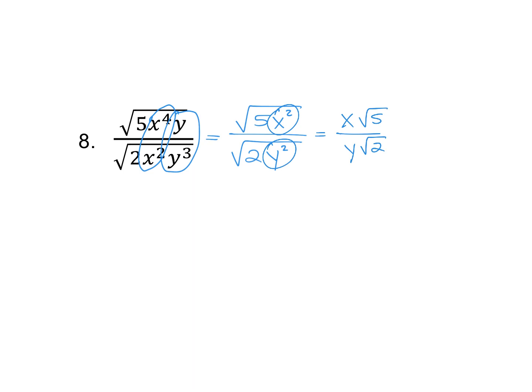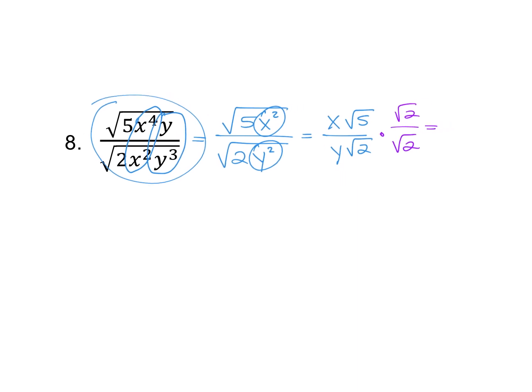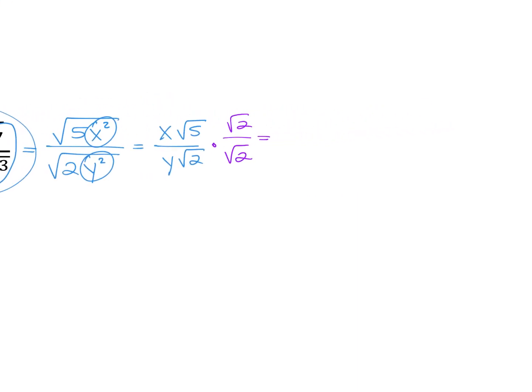So now this is a much simpler problem than if we were just to try to multiply by all of that. Instead, we can just multiply by rad 2 over rad 2 to get rid of that denominator radical. So up top, you have x times the square root of 10. On bottom, rad 2 times rad 2 is 2, and we still have the y. And that is your simplest.